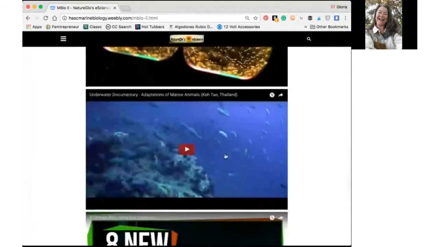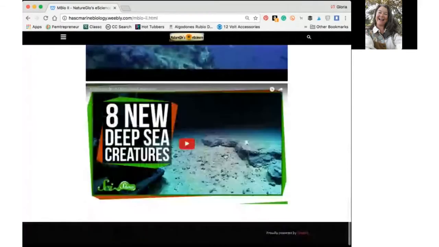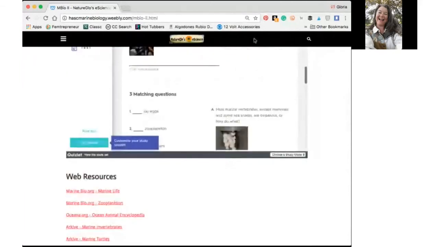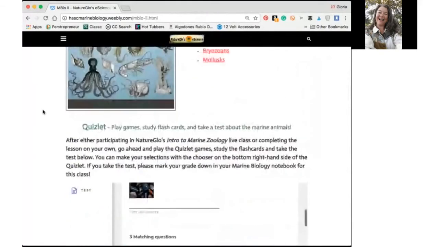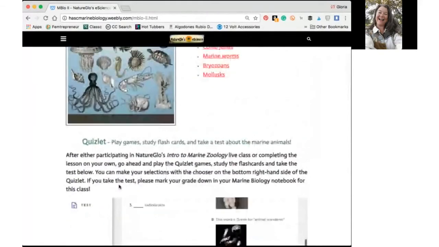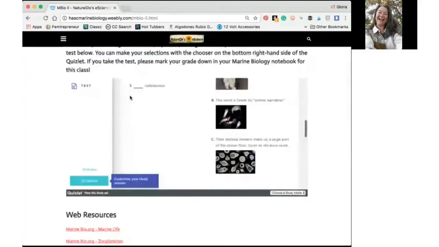Okay, so those are the web resources, and each lesson gets a page just like that. They don't all have Quizlets because I'm developing those. It takes time to put all the questions in. All right, any questions so far?